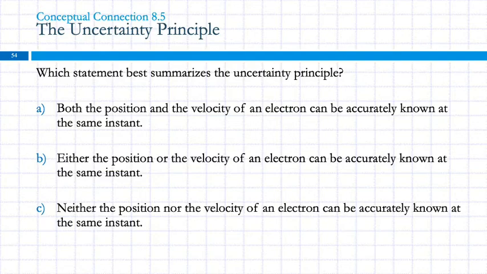So which statement best summarizes the uncertainty principle? Both the position and the velocity of an electron can be accurately known at the same instant. Is that true? No, not true. Either the position or the velocity of an electron can be accurately known at the same instant.